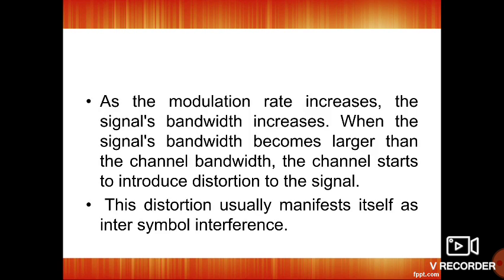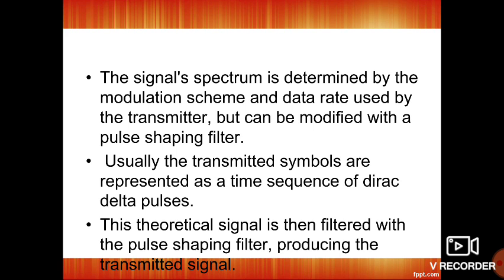As the modulation rate increases, the signal's bandwidth increases. We know the relationship between modulation and bandwidth: both have a direct linear relationship. Whenever the signal's bandwidth becomes larger than the channel bandwidth, the channel starts to introduce distortion, because it is always recommended to have the channel bandwidth at the maximum and the signal bandwidth lesser than the channel's bandwidth. Whenever the signal bandwidth is greater, it produces distortion in the signal. This distortion is usually called intersymbol interference.